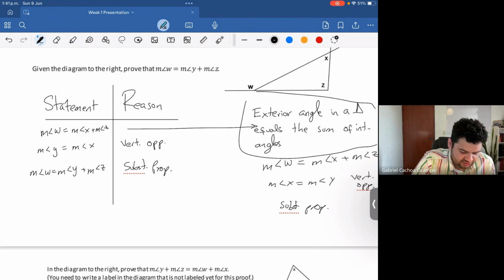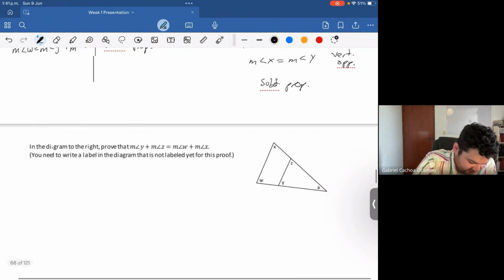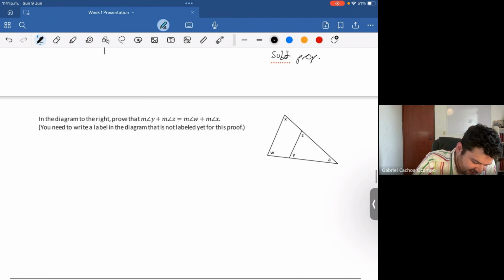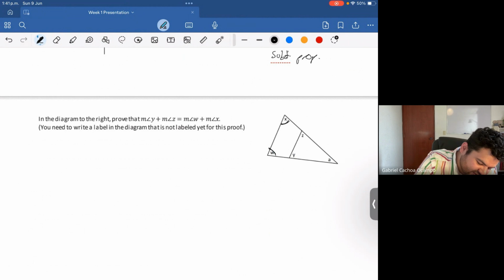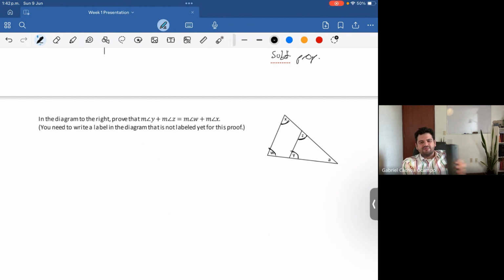Okay, so this is going to become harder and harder. Now, this is very cool. They are asking us to prove that the sum of these two angles is equal to the sum of these two angles. When I was in class, one student said to me, Mr. Gachoa, are the lines parallel? Is the triangle an isosceles triangle? And I am like, no and no. So how do we do this?